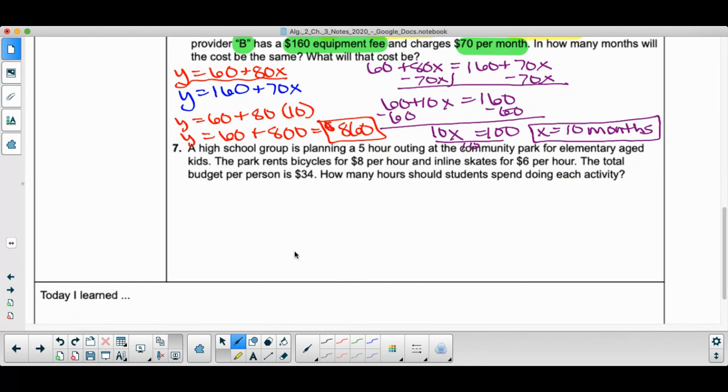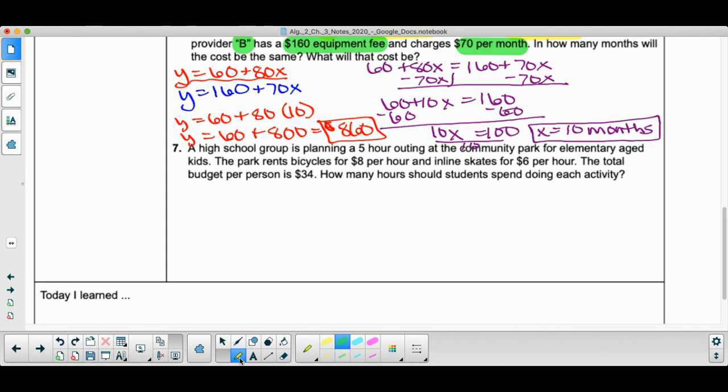All right, next, number 7. So this one has a little bit more going on with it. So let's read it. A high school group is planning a 5-hour outing at the community park for elementary aged kids. The park rents bicycles for $8 per hour and inline skates for $6 per hour. The total budget per person is $34. How many hours should students spend doing each activity?